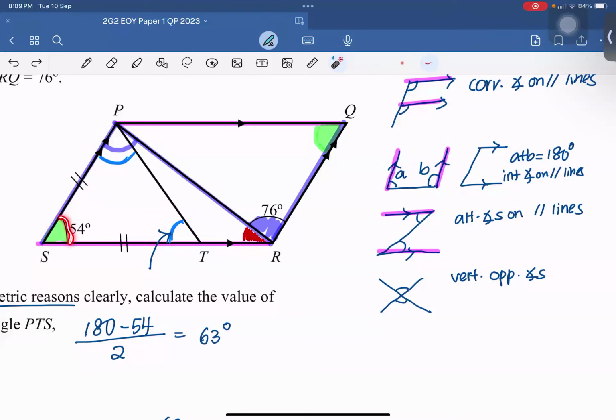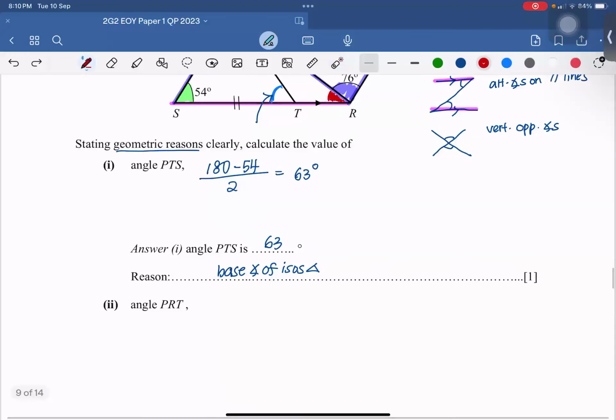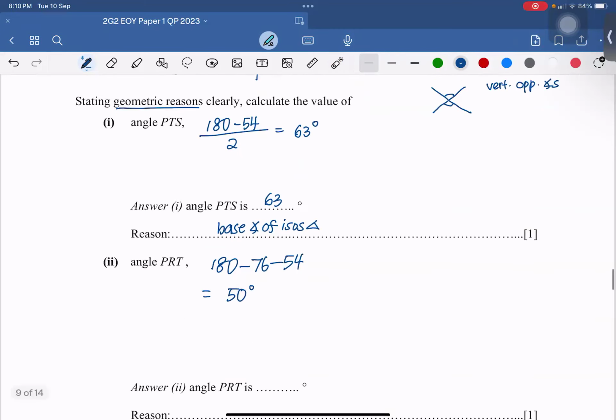So the angle 54 and the angle 76 and this one, the three angles must add up to how much? These three angles must add up to how many? 180. Correct. So we are going to find the angle PRT. We take 180 degrees minus 76 minus 54 degrees, and the answer will be 50 degrees. So angle PRT is 50.